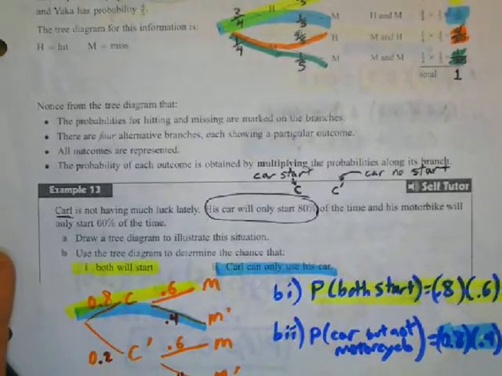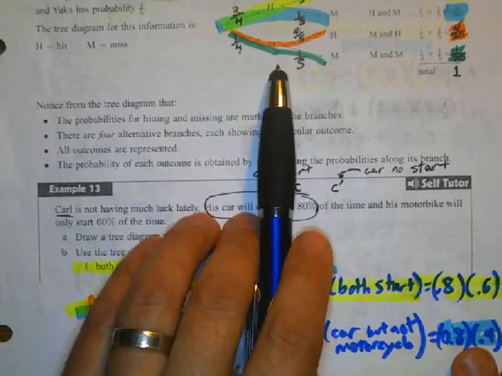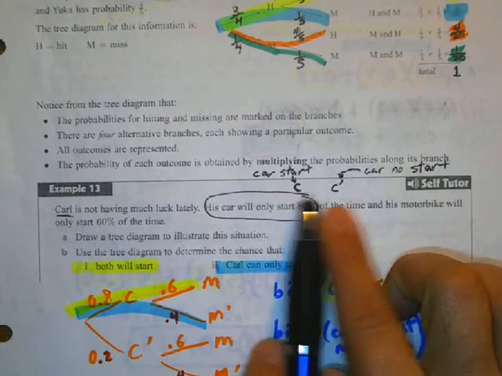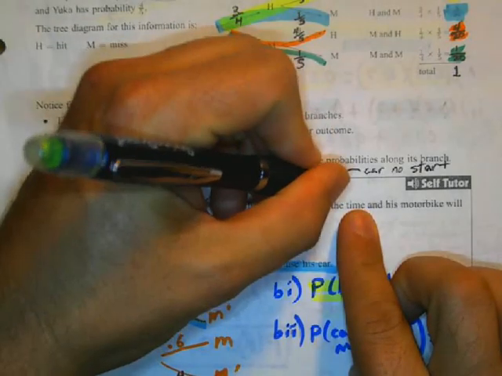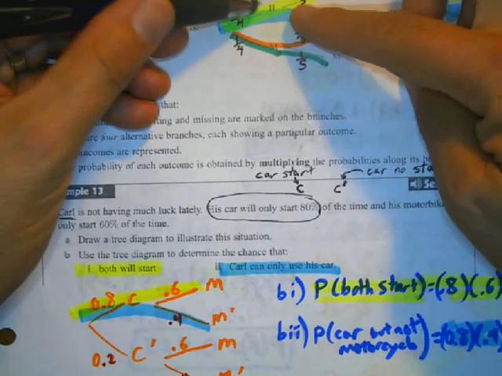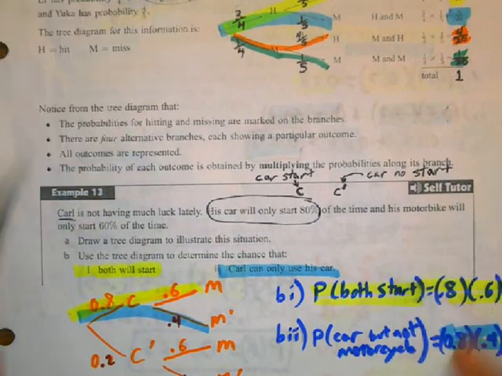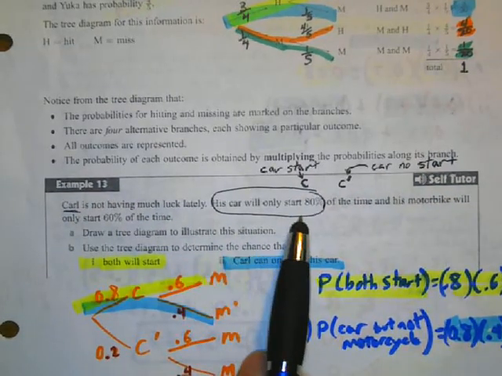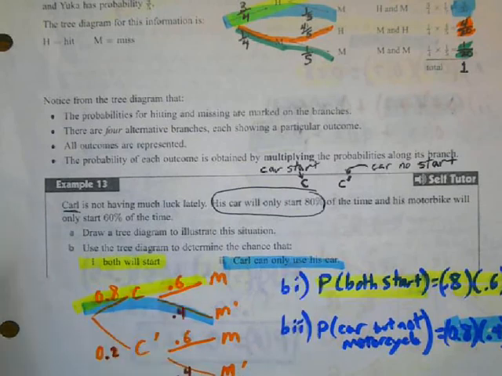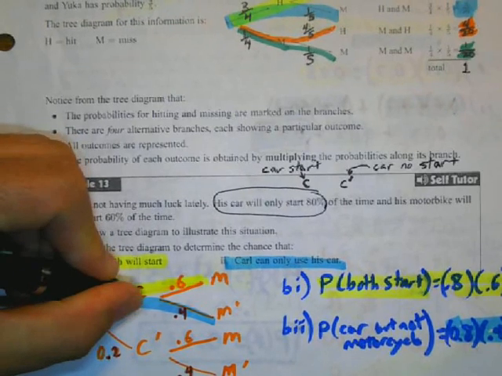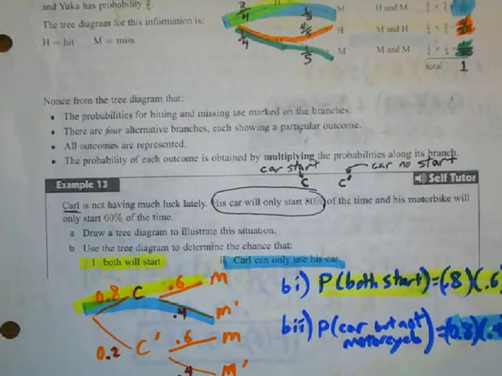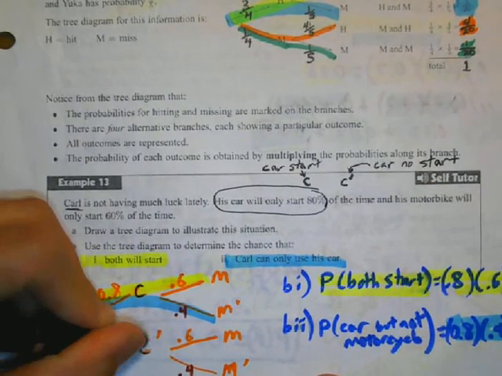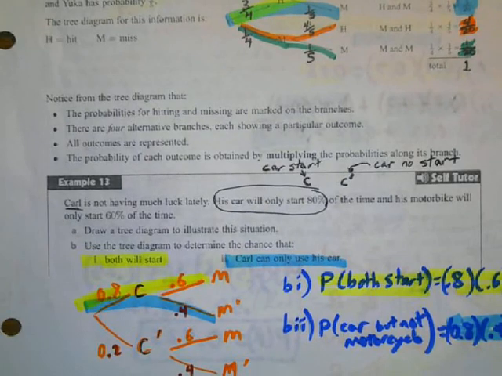Another thing, instead of using hit and miss, sometimes they'll use a little prime, which means the opposite. So I could have done H and H prime. So in this example, they're talking about the car starting 80% of the time. So here I've got capital C for the car starting. And when the car doesn't start, I'm going to call this C prime, indicating the car does not start.